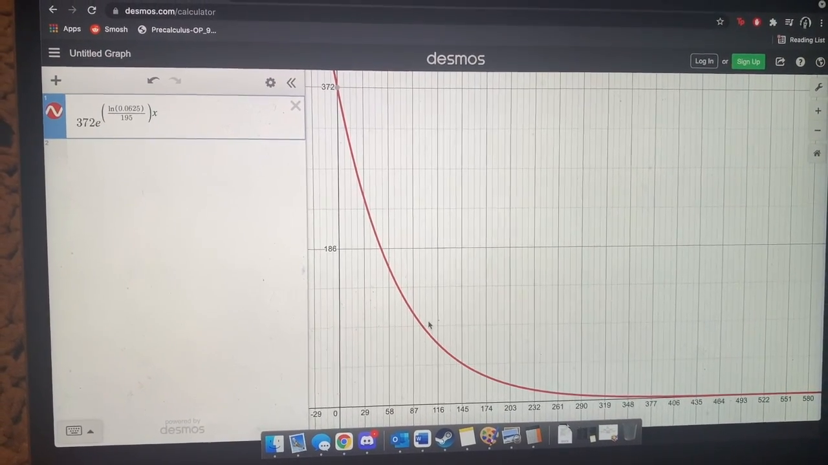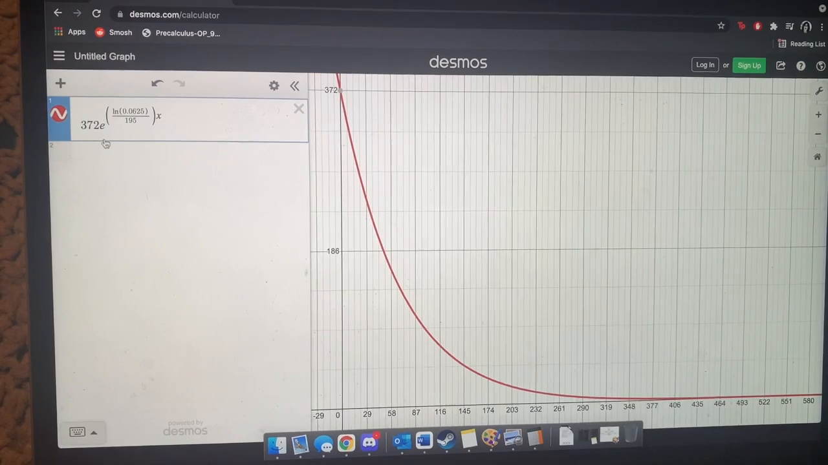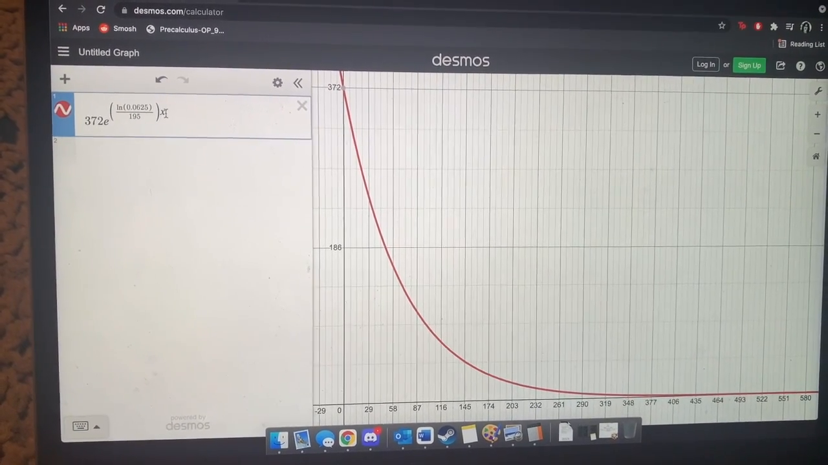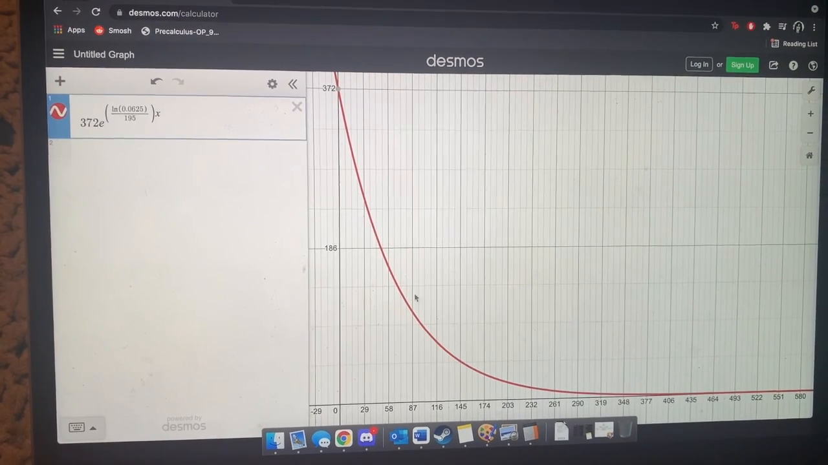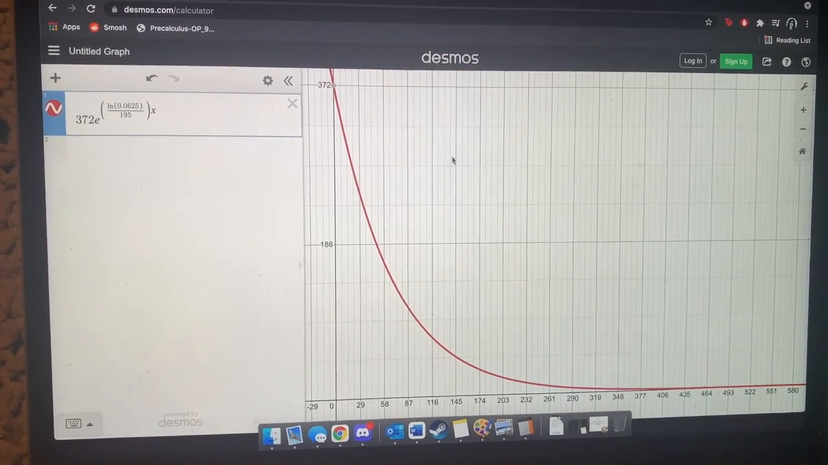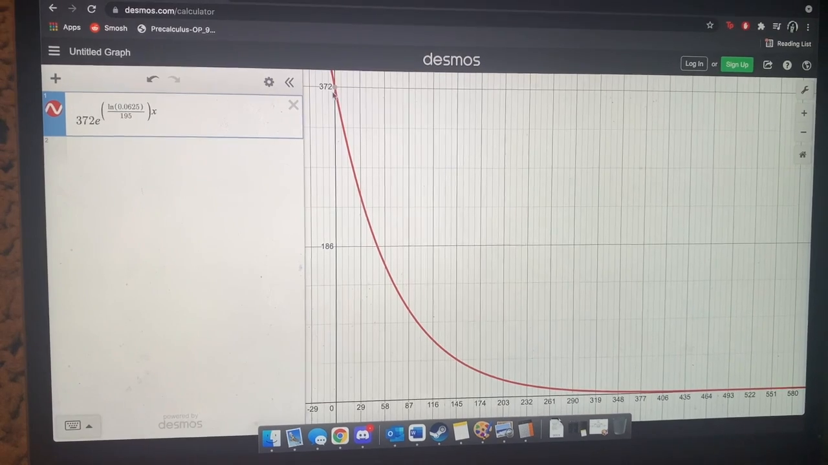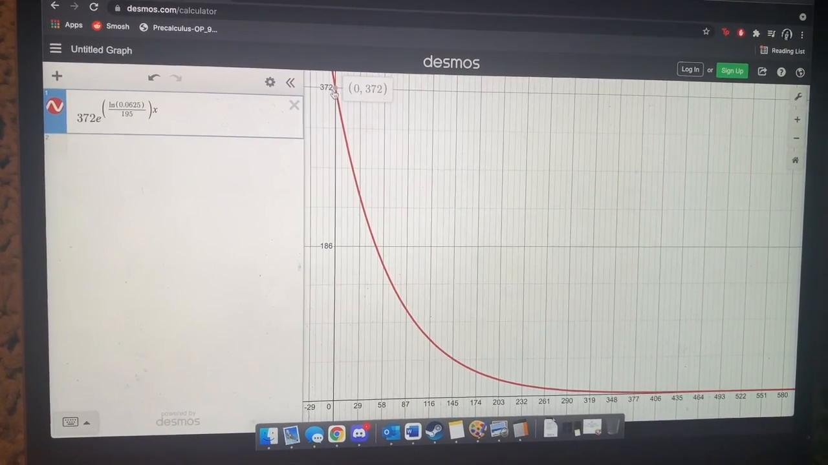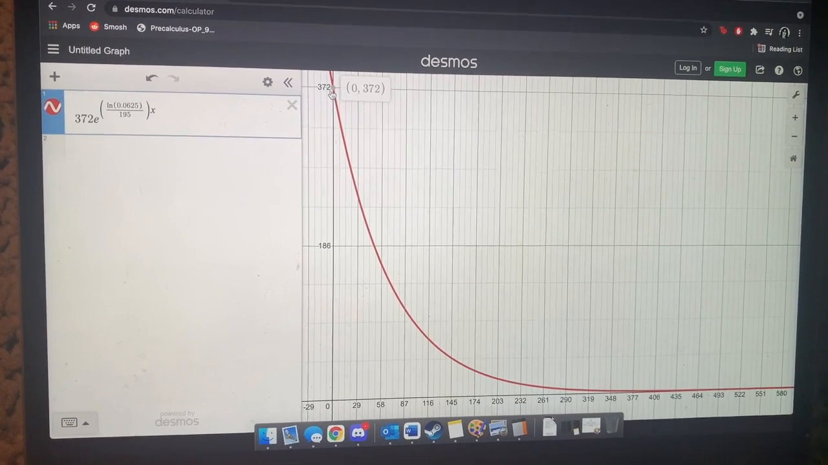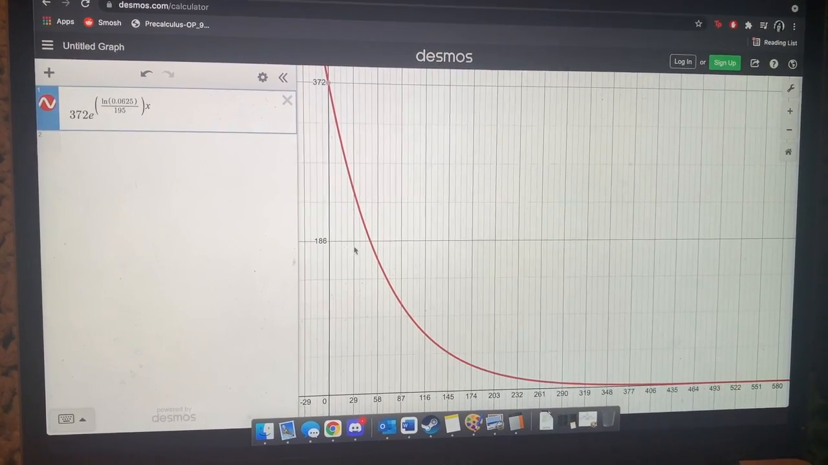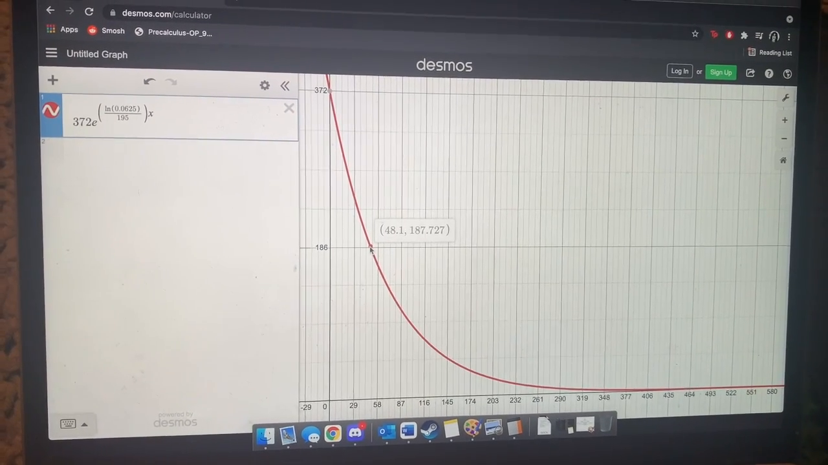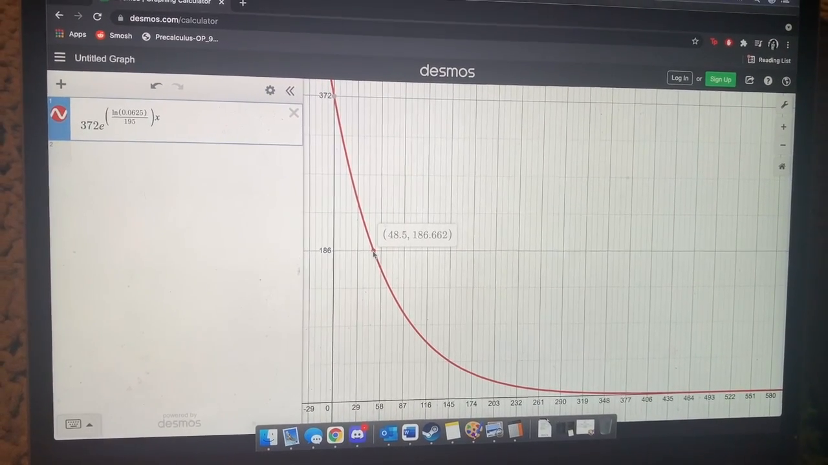Just to confirm everything, I wanted to log the equation in Desmos, our graphing calculator. As you can see, I have here 372e to the power of our rate times x, and x is going to equal time because x values on the graph will equal time, whereas the y values will equal the amount. As you can see right here, at 372, the time is at 0, and the amount is at 372. Now let's determine the half-life at 186. It's going to be around 48.